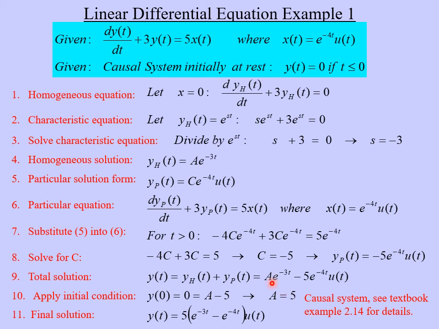So with a equal to 5, we can finally have for our final solution y of t is equal to 5. That 5 is on both terms, so I factored it out. e to the minus 3t minus e to the minus 4t.